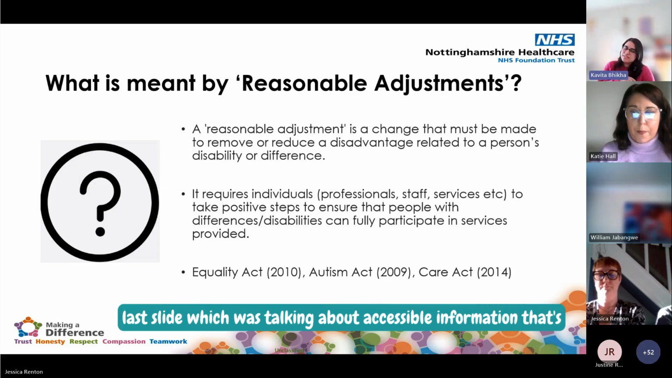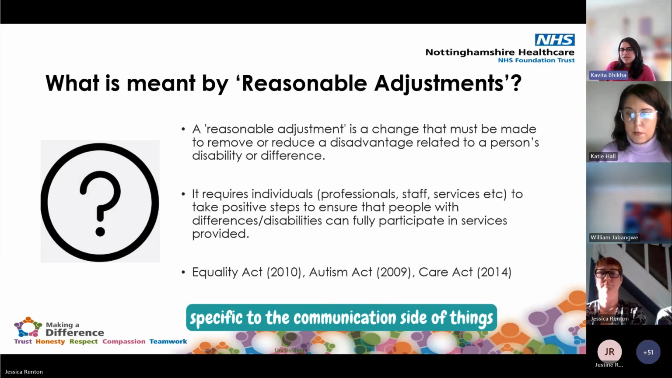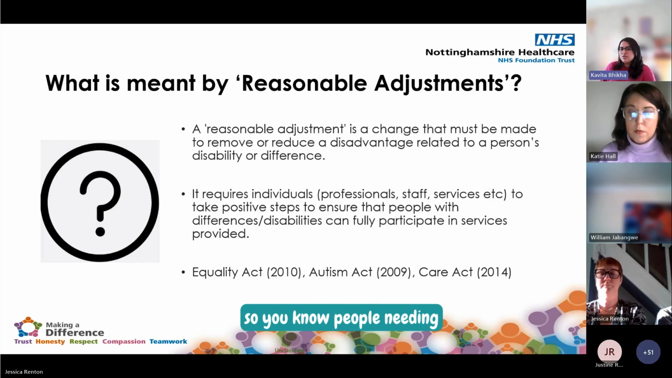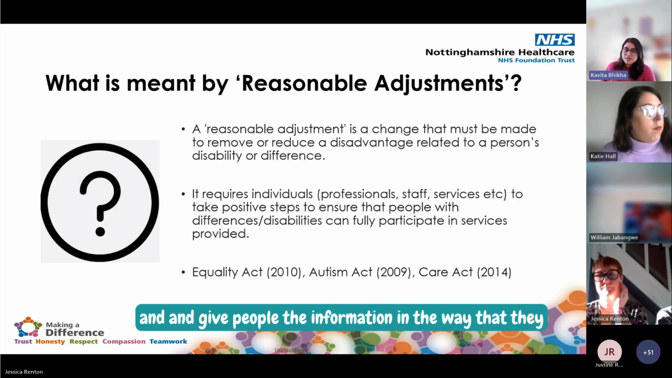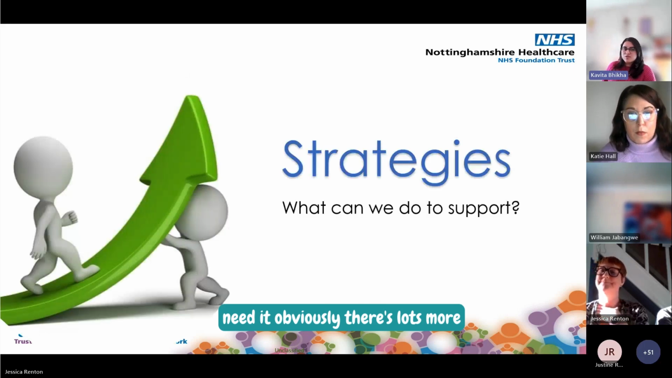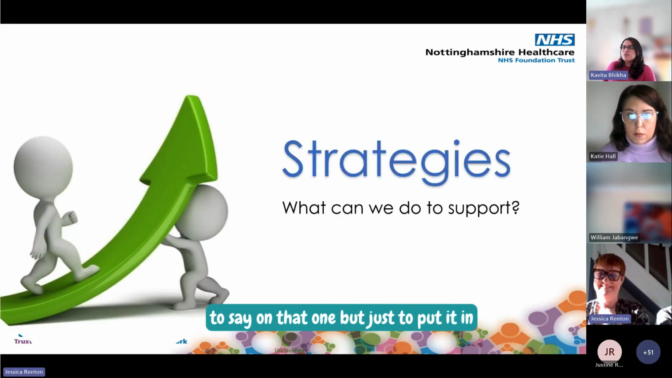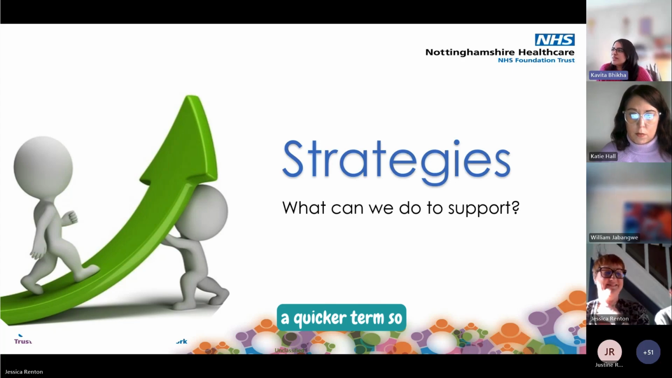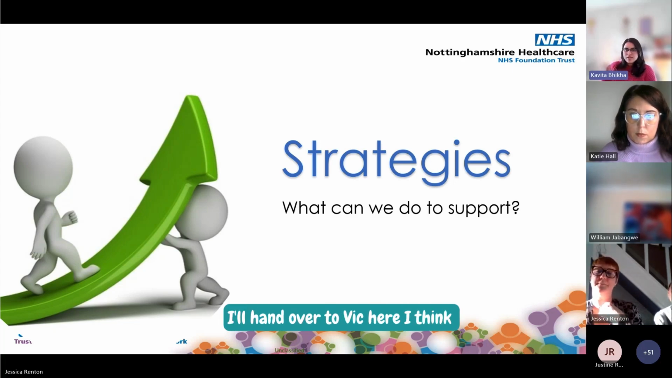Also, that last slide, which was talking about accessible information, is specific to the communication side of things. So people need to make adjustments, really, and give people the information in the way that they need it. Obviously, there's lots more to say on that one, but just to put it in quicker terms, I'll hand over to Vic here, I think.